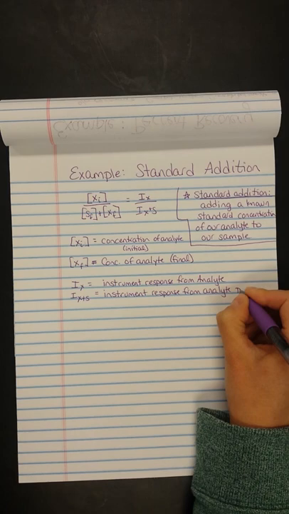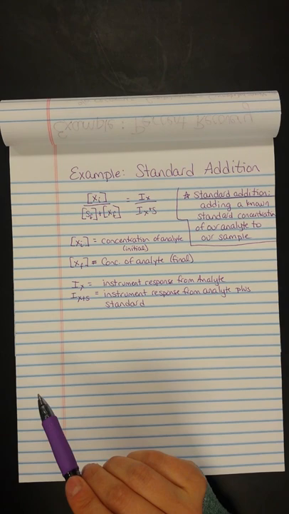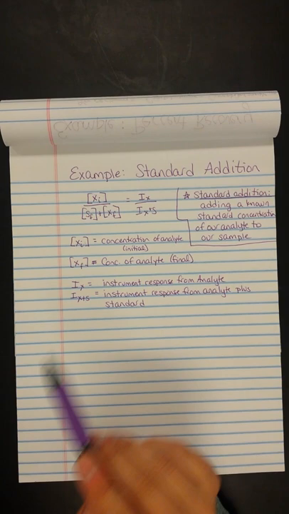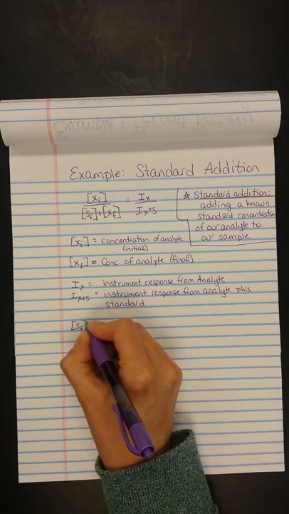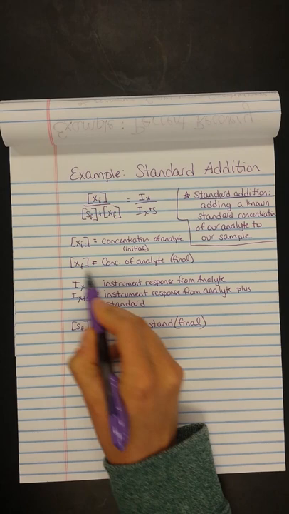Okay, so we have a couple other variables in here to define. The brackets are always going to denote concentration from here on out. And X sub I is the concentration of our analyte initially. Then we have S sub F, which is the concentration of our standard final. And X sub F, which is the concentration of our analyte final.